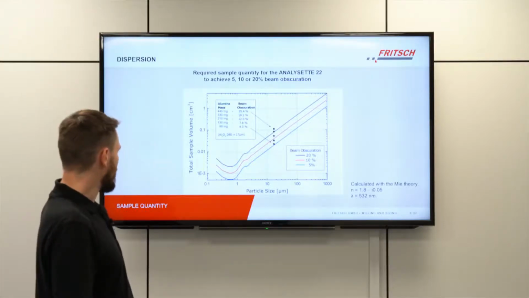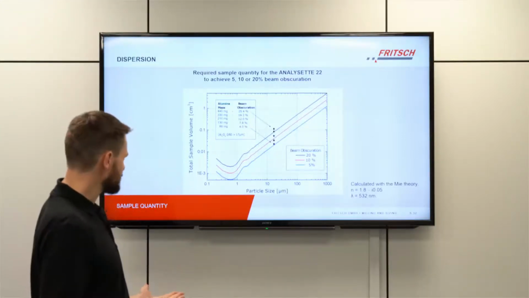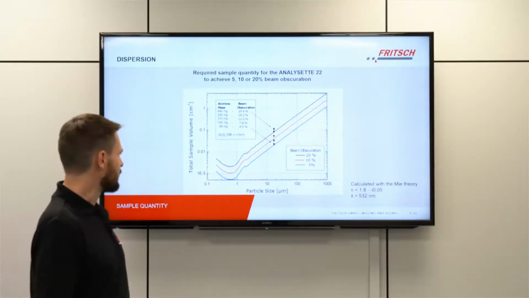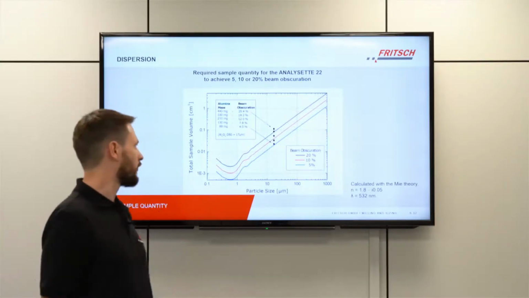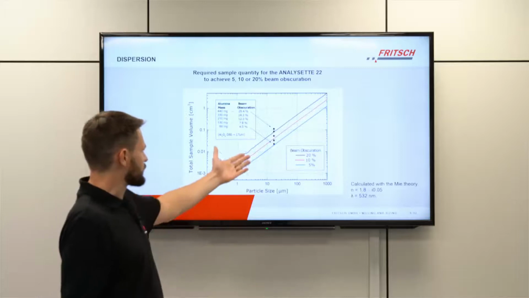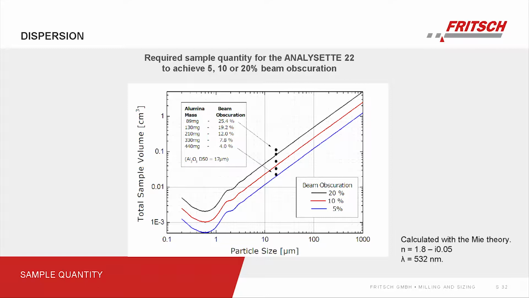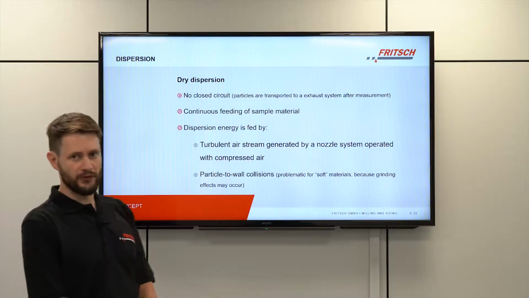Here on this graph we have the total sample volume needed as a function of the particle size, and the three colored lines give us three different examples for different beam obscurations. Typically we would look for a value somewhere in the range of 10 to 20%. Now what we can clearly see here is that the amount of sample needed is much higher the bigger the particles become.